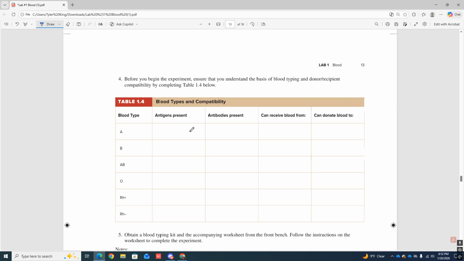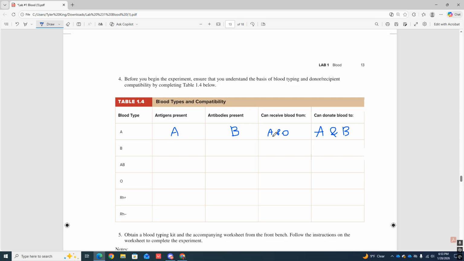So what do we know here, guys? So the A blood type, all right? What antigens does this guy present with? It is always A, all right? Antibodies, it does not like the B, so it has B antibodies, okay? Who can it receive blood from? A can receive from A, also from O. Remember, O is a universal donor. A and O. Can only donate to A and also to AB, okay? Remember, B has no antibodies. We'll fill that in down here in a second.